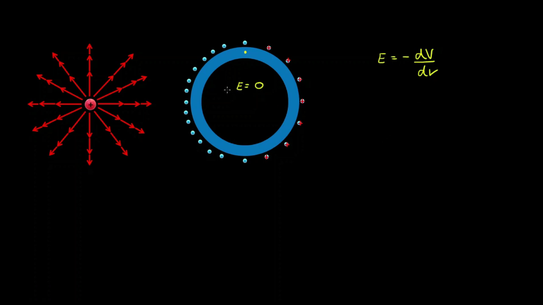So if we choose some surface inside this conductor that looks something like this, well, because the electric field is zero throughout the conductor, if I wanted to move a charge between 2 points on this surface, then the change in potential with respect to that direction is zero. And consequently, any surface within the conductor is an equipotential surface, or a surface of equal potential, because the potential is constant.